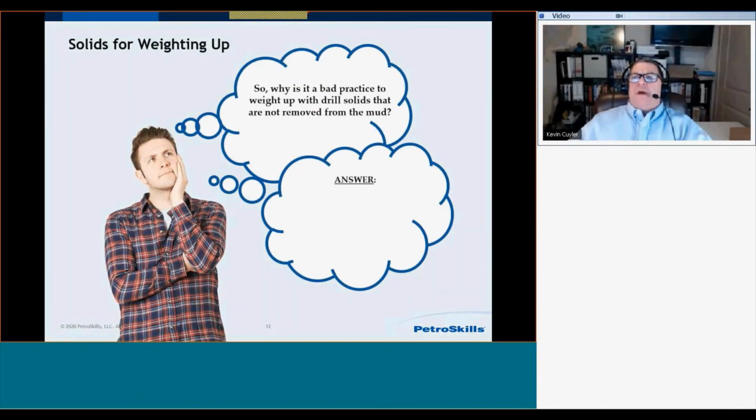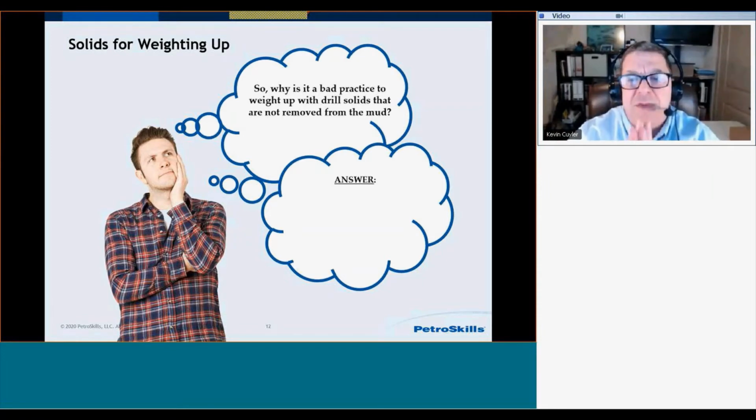So the question then, why is it bad practice to wait up with drill solids that aren't removed from the mud? I stop with this slide for just a moment. This is the most common question I get as I'm at a drilling rig. I'm talking with well site supervisors. I'm talking with drilling engineers. And the question says, well, let's just save money on barite and let's just wait up with drill solids. Let's bypass the shakers. That is one of the worst things that you can do in your system.